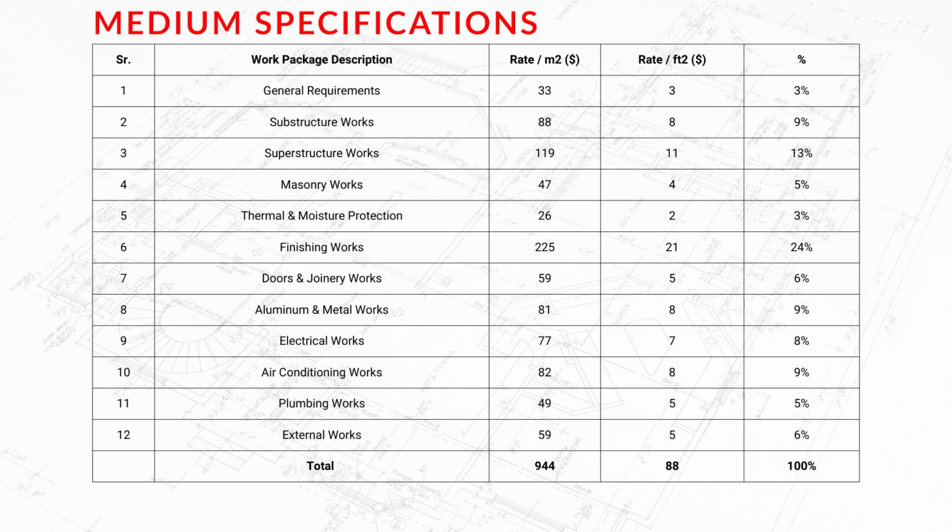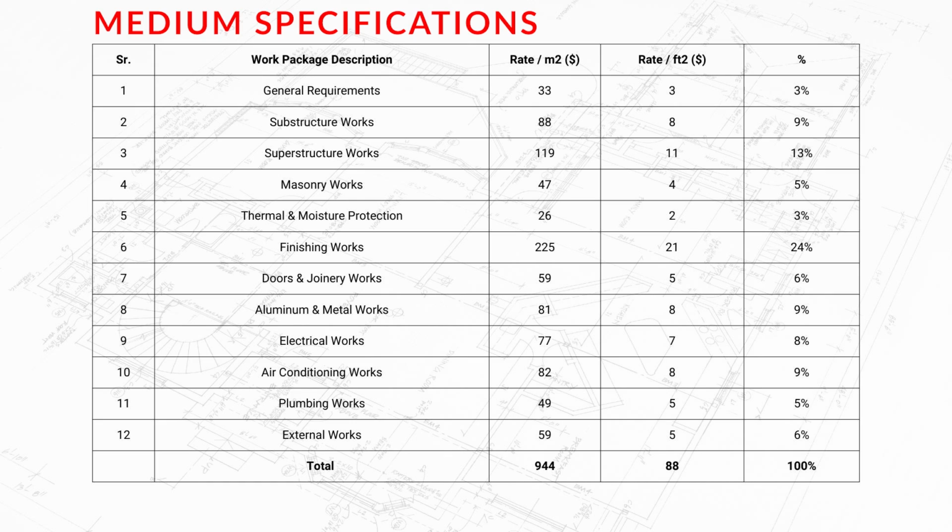Now let's have a look at some tentative numbers that can help you estimate the cost of the project. So these rates are in dollars, and I'm going now to tell you the rate per square meter and square foot for each work package in the project. So for example, if we talk about the general requirements, we have 33 per square meter and 3 per square foot. Substructure, we have 88 per square meter and 8 per square foot.